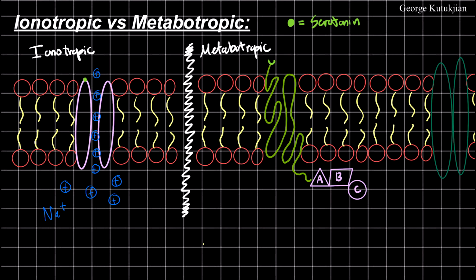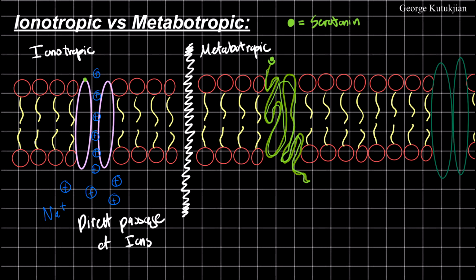Now we also have metabotropic receptors. These are a little bit more complicated. So we know that an ionotropic receptor is just direct passage of ions through the cell. A metabotropic receptor requires a second messenger to send a message to a nearby channel to allow ions to go through. So that's why it's an indirect effect.